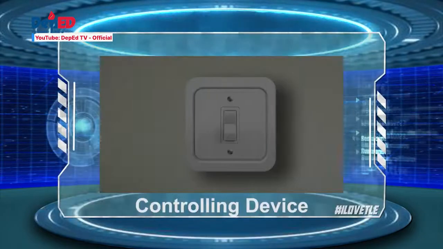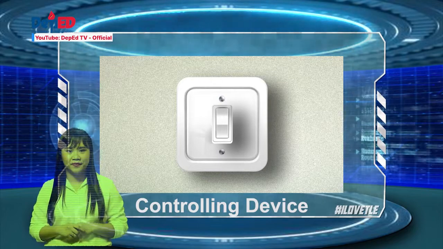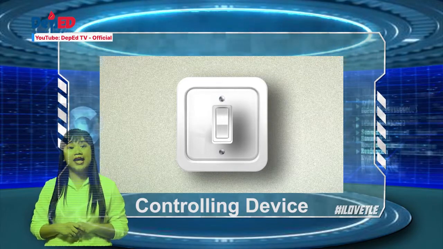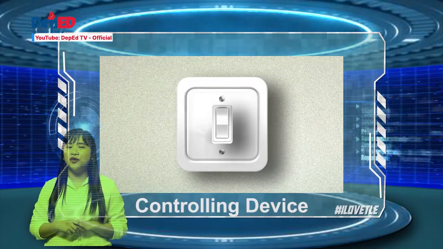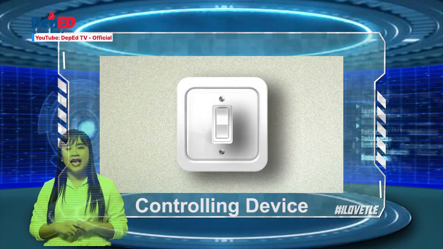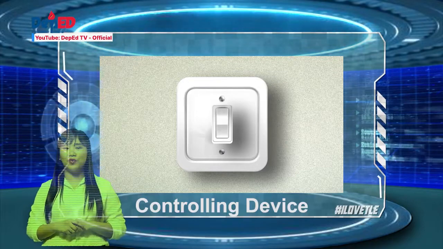Controlling devices. A controlling device is a device that has two states, on or closed, and off or open. Ideally, it has zero impedance when closed and infinite impedance when open. A light bulb switch is an example of this.